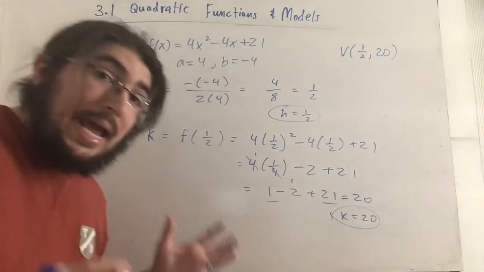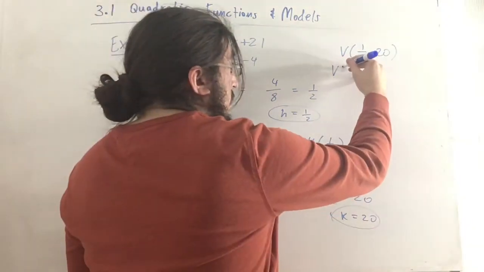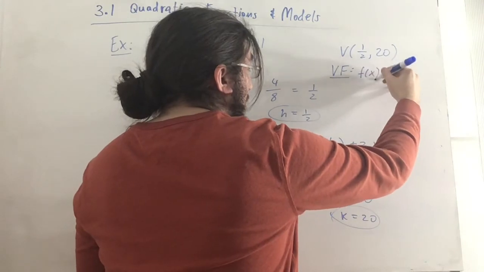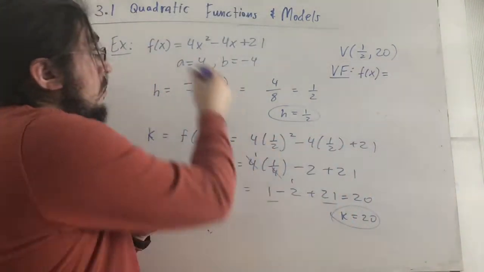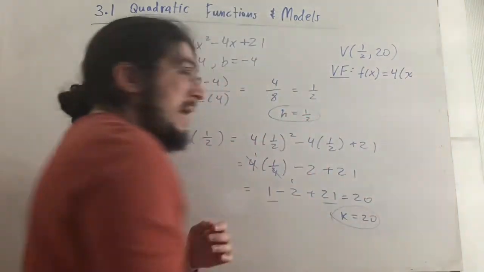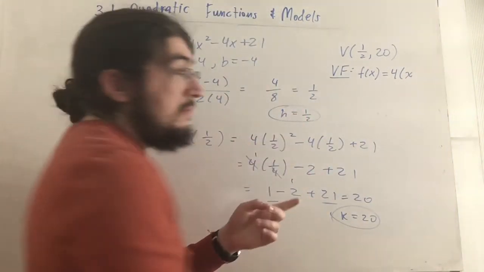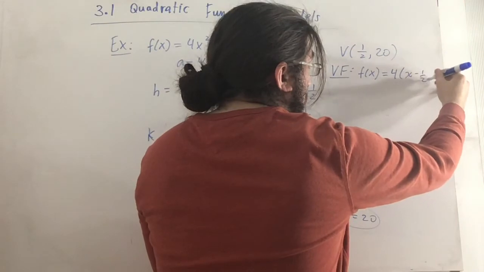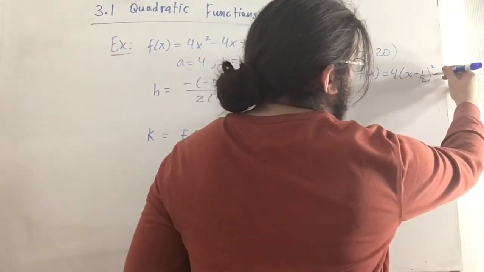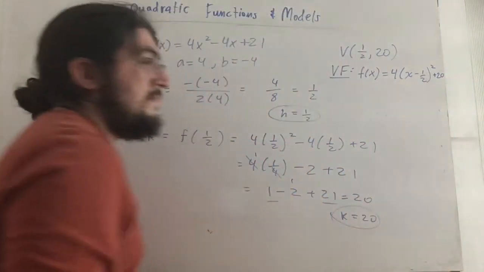Good. And, moreover, the vertex form of the function is the following. It's f of x equals a, which is 4, times x minus h, remember h is 1/2, squared, plus 20. And squeeze it in, perfect.